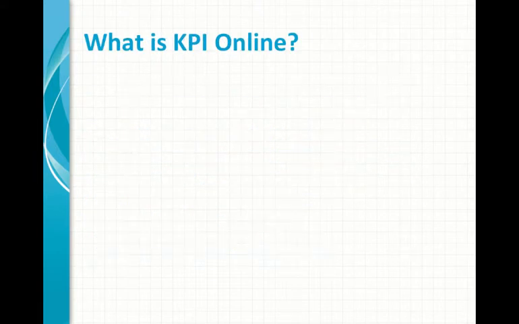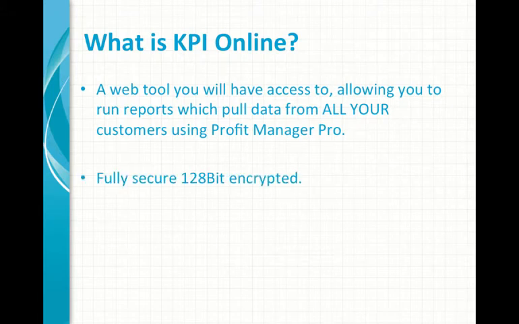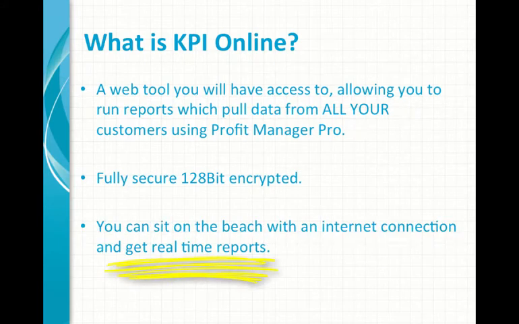So what is KPI Online? Well, KPI Online is a web tool which you have access to, and it allows you to run reports which will pull data from your customers' scale systems that use Profit Manager Pro. It's fully secured, as we've said before. It cannot be hacked, and as I've said, it's 128-bit encrypted, so that's a pretty powerful encryption in place that simply cannot be opened up. The only people that would have access to the data would be yourself and the body shop. You can sit on the beach, taking it to the extreme, when you've got an internet connection, and you can therefore get real-time reports on your customers.